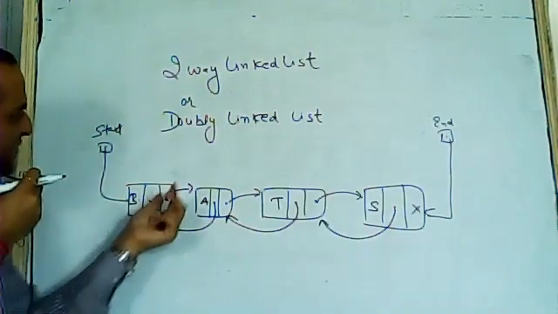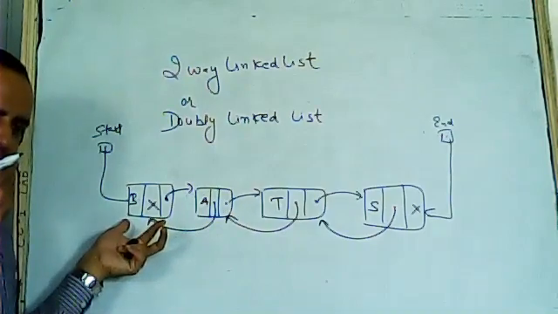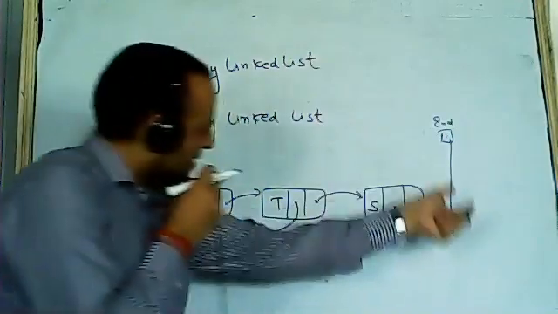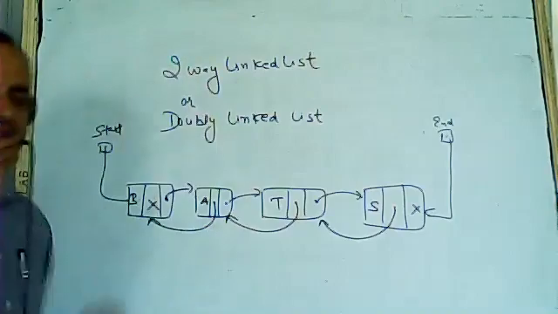So we have address of the next node also. We have address of the previous node also. So we can go in this direction also. We can go in this direction also. So that is why we call it two-way direction, two-way linked list.